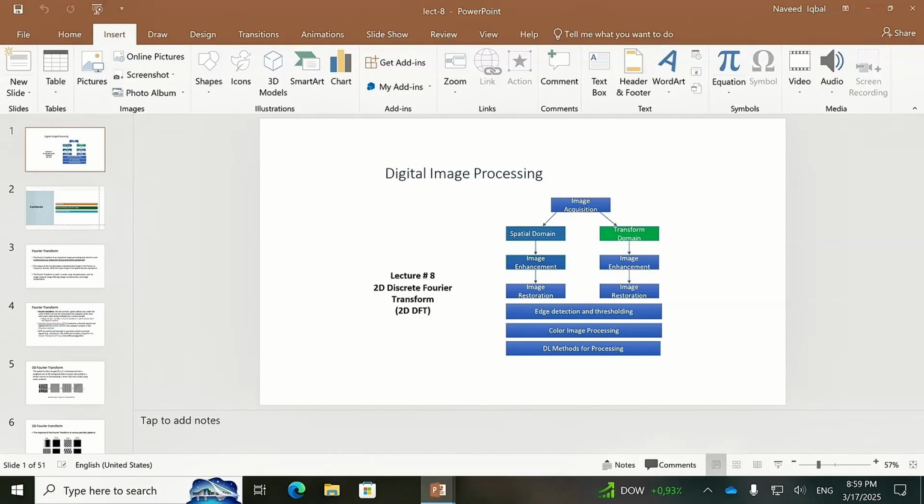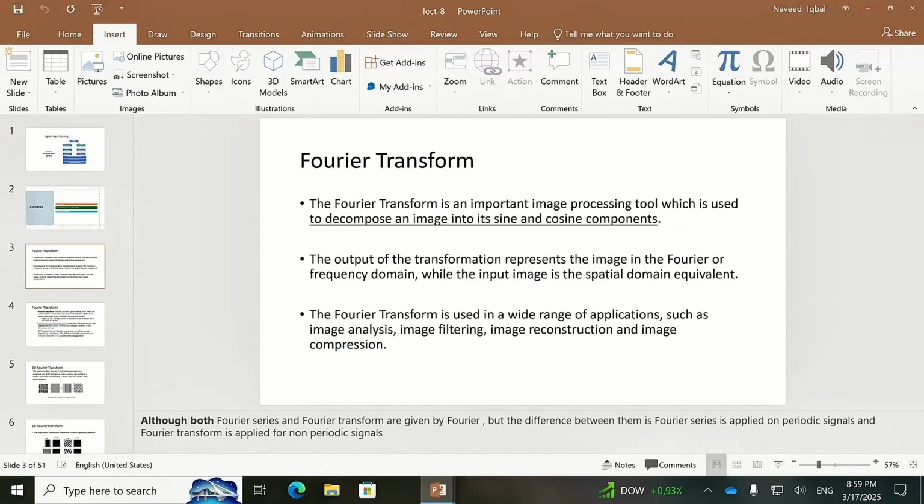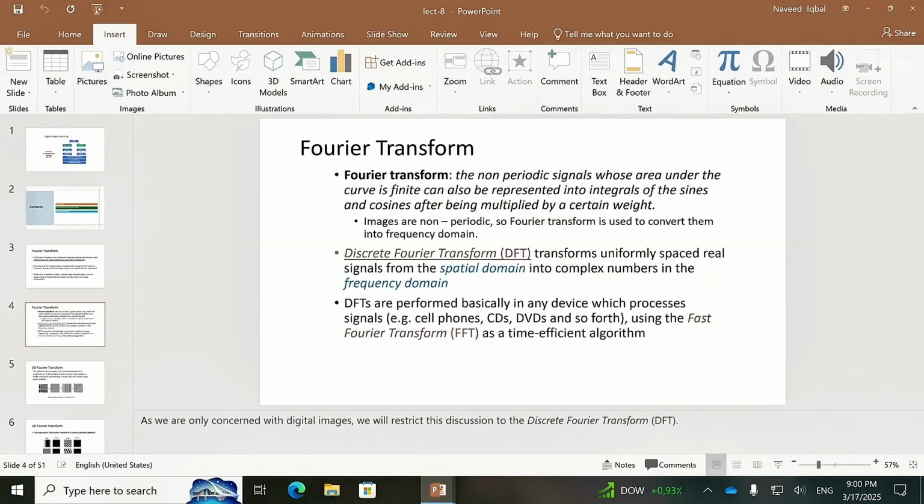Let's see what the 2D Fourier transform looks like. If you remember the 1D Fourier transform, or any Fourier transform, it transforms a signal into a sum of sine and cosine components. The same way, we expect the image to be decomposed into sine and cosine components. The output of the transformation is called the Fourier or frequency domain. The input is called the spatial domain. Nothing new. Why are we doing this? Because it is used in a lot of image processing applications such as image analysis, filtering, reconstruction, and compression. Some of them we will study in this course, and the rest we will leave.